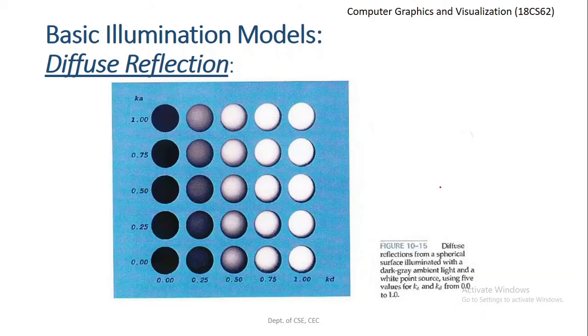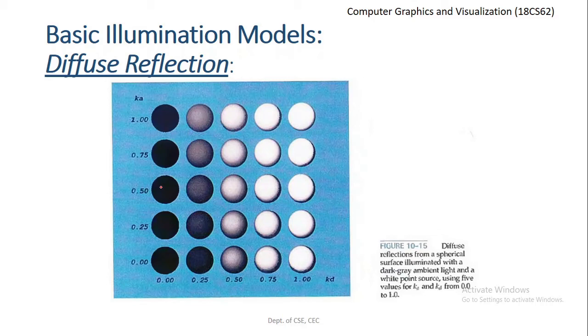Let us look at one more example from the textbook. This diagram shows diffuse reflections from a spherical surface illuminated with a dark gray ambient light and a white point light source, using 5 values for Ka and 5 values for Kd, so both are varying from 0 to 1. So this particular example is an extension of your previous example.